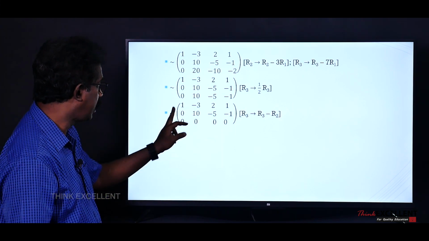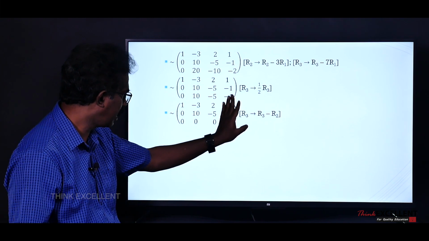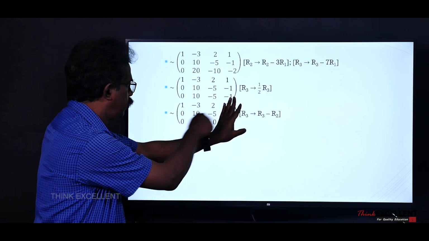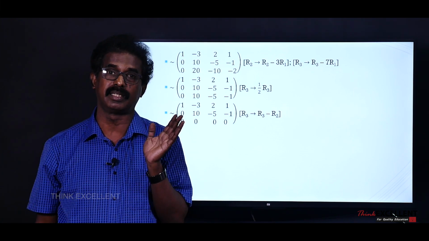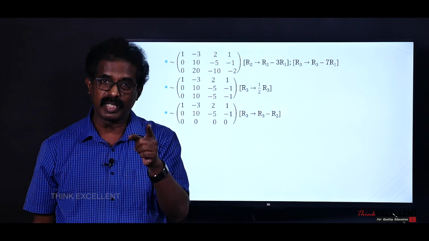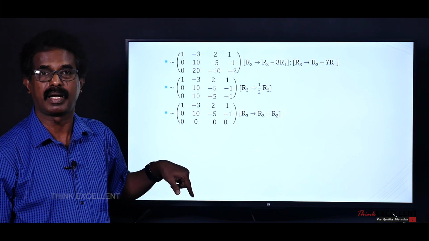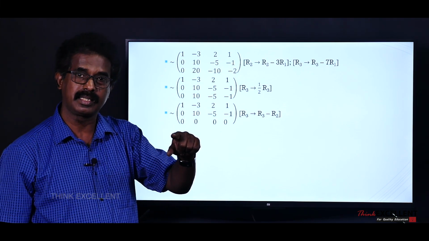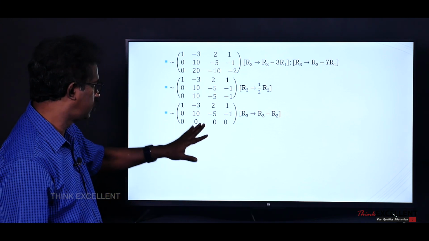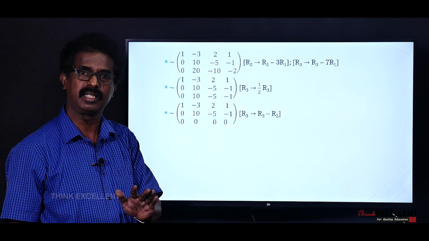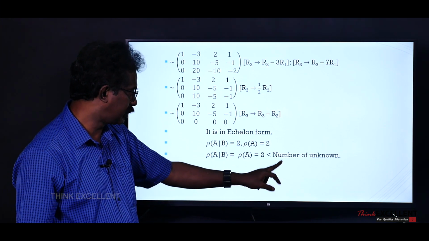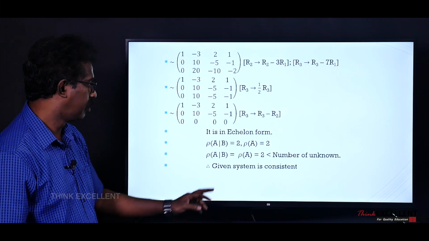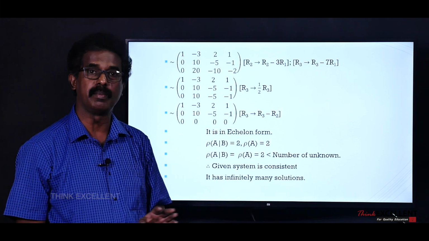What is rank of AB? 2. What is rank of A? That also 2, 2 non-zero rows. Ranks are equal, so consistent. But which type of consistency? Infinitely many, because the rank is less than the number of unknowns. If 3, 3, then only it has a unique solution. Here 2, 2, the ranks are equal, so consistent, but less than the number of unknowns, so it has infinitely many solutions.